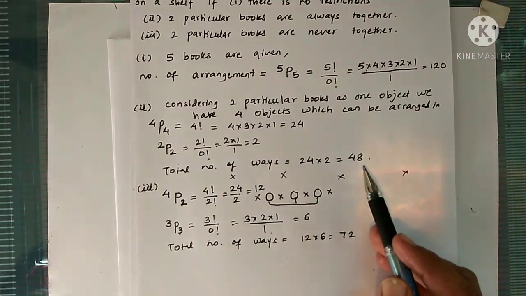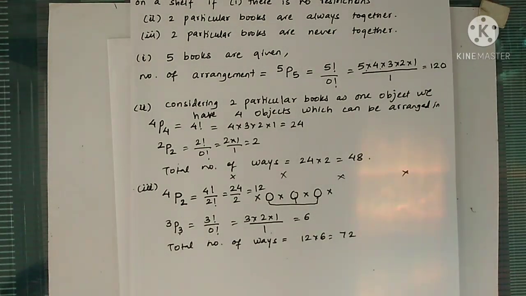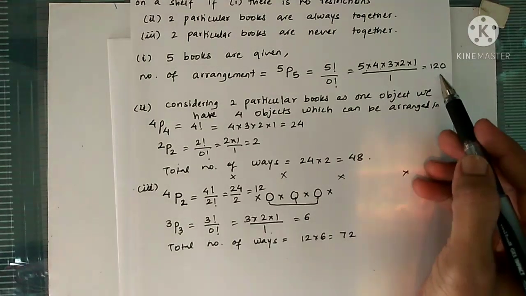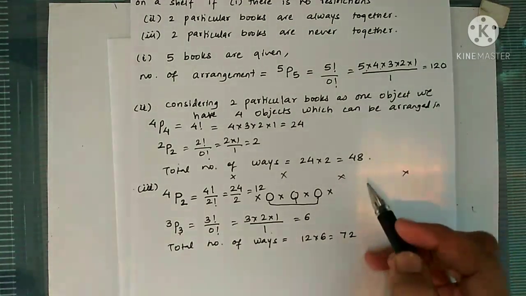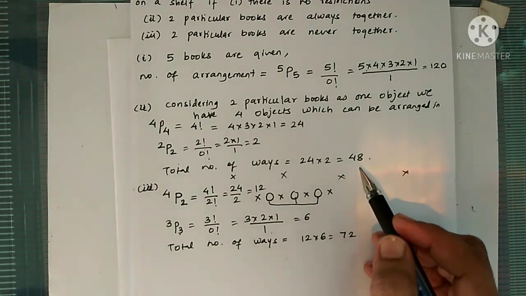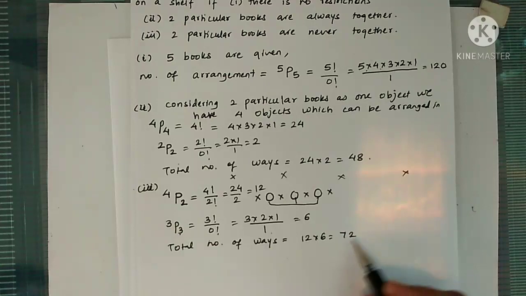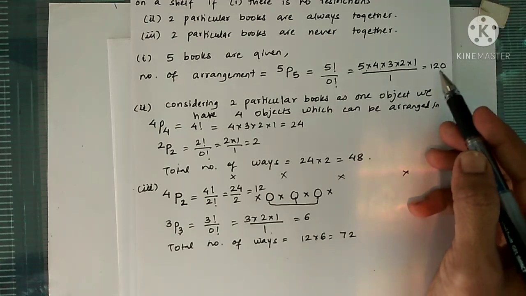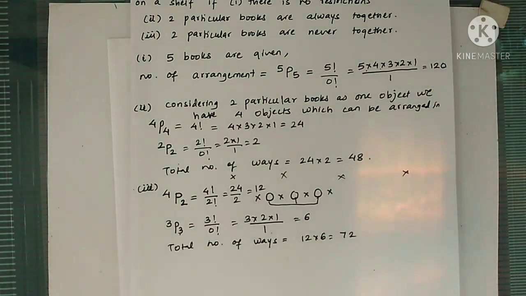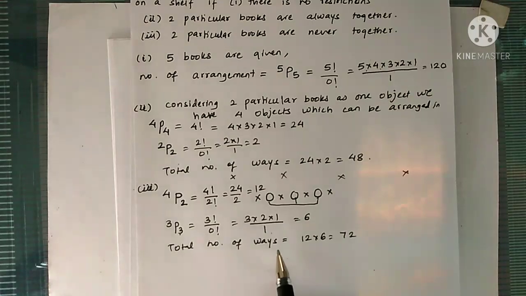And in 48 arrangements, these two particular objects are together. You can see here this total is 120. The total number of arrangements is 120. So out of 120 arrangements, in 48 arrangements they are together. So in the remaining ones, they are not together. In that way also we can find this number by subtracting 48 from 120. But this is possible only for two objects. If three objects are given, then we have to follow this method only. So that's why I have used this method. So please follow this method only. Okay.